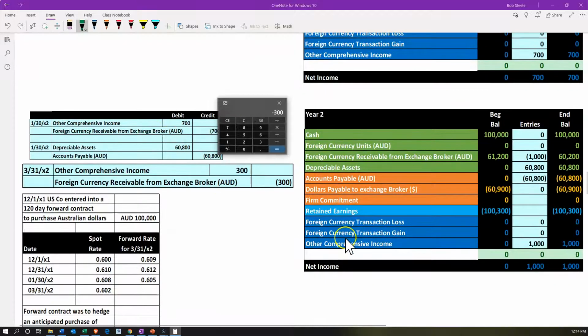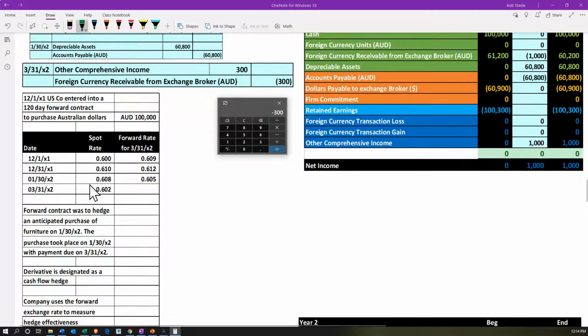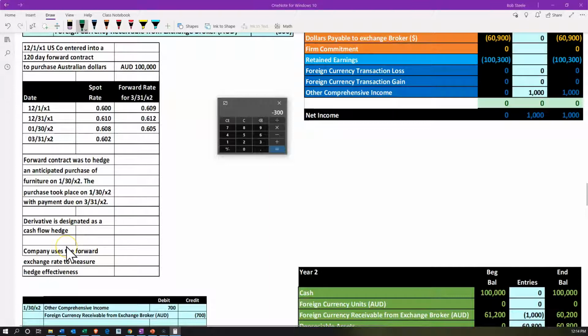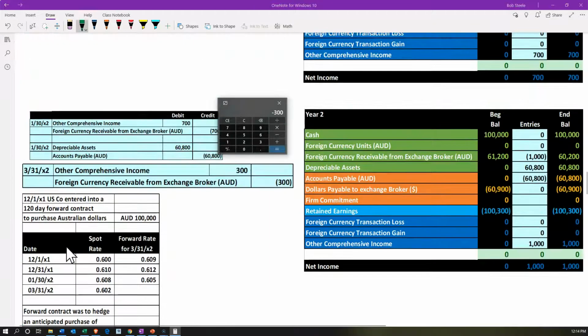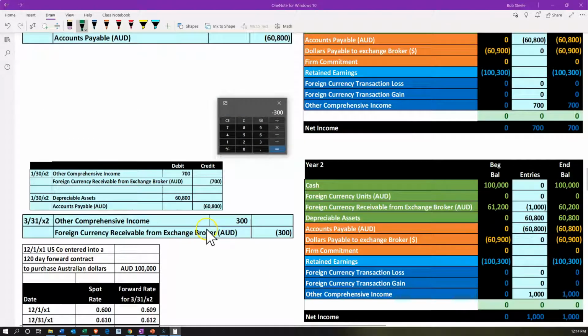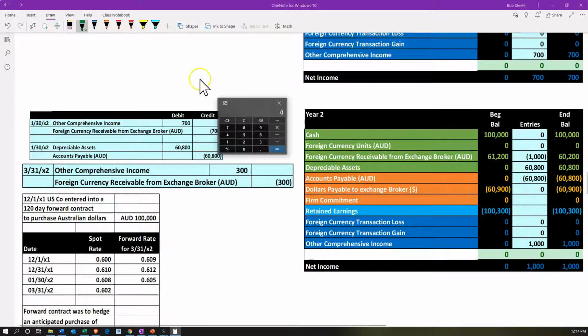However, instead of debiting the loss account for the foreign currency loss, we are now debiting the other comprehensive income, due to the fact that the derivative was designated as a cash flow hedge. So we're going to be debiting the other comprehensive income, the other side going to the foreign currency receivable from exchange broker as it normally would. It's going to be included in here to bring that amount to the 60,200. That's 60,200 once again being the 100,000 times the 0.602.